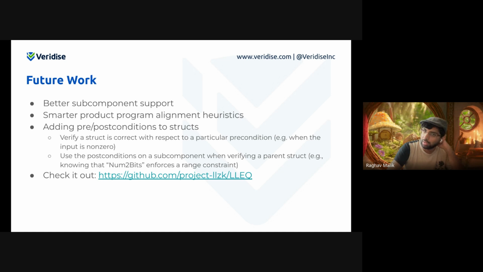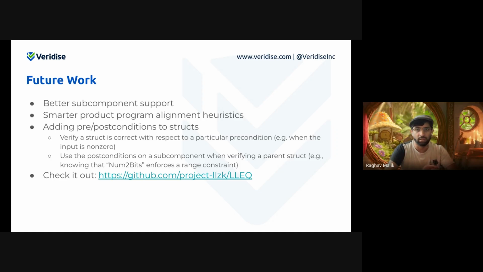More generally, we're working on some smarter heuristics for product program alignment. As I mentioned before, anytime you have loops, basically the only way that you can come up with a good enough invariant is if you've figured out how to fuse matching pairs of compute and constraint loops together. This is pretty important to being able to verify more complicated structs where the alignment might not be as obvious. And then finally, we're working on being able to express more complicated pre and post conditions on your structs.